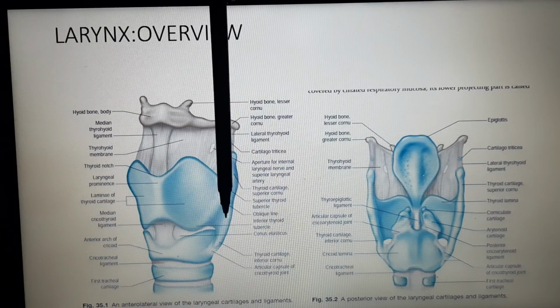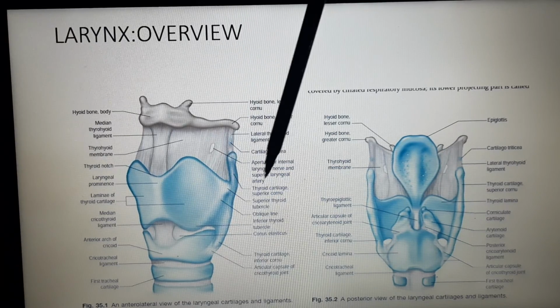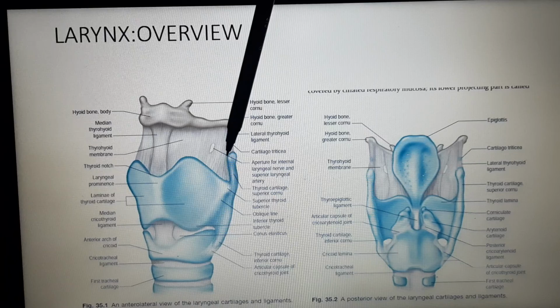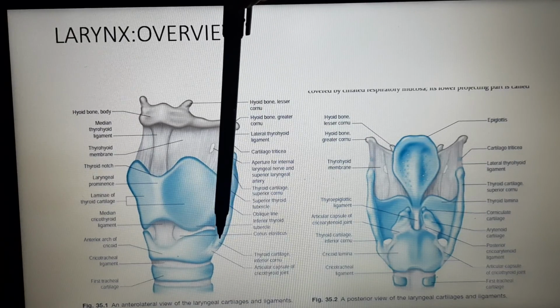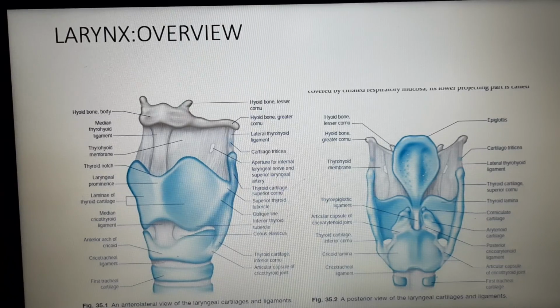The posterior border of the thyroid cartilage extends upward as the superior horn or superior cornu of the thyroid cartilage and extends downwards as the inferior horn of the thyroid cartilage.